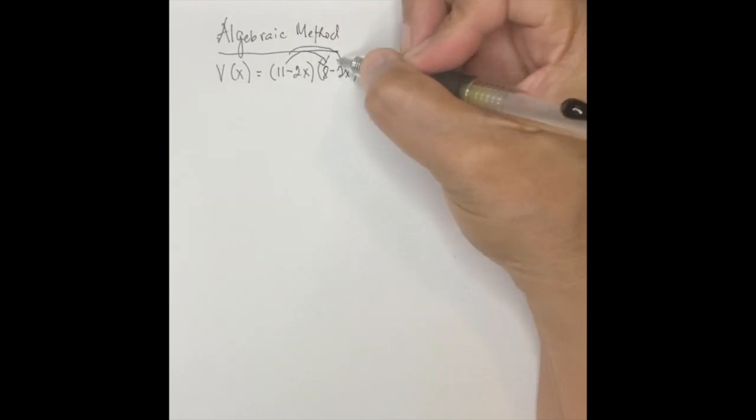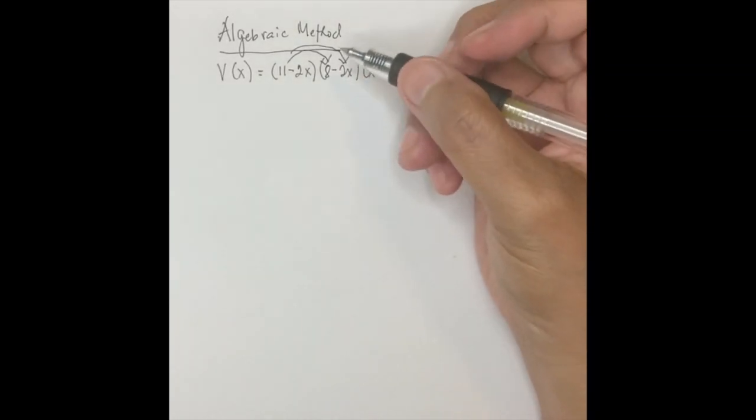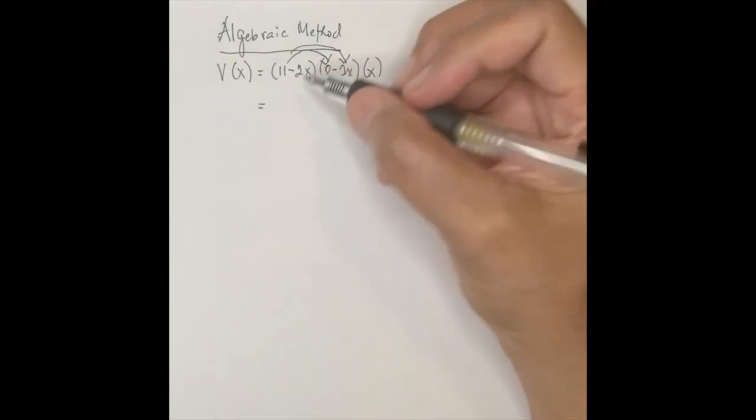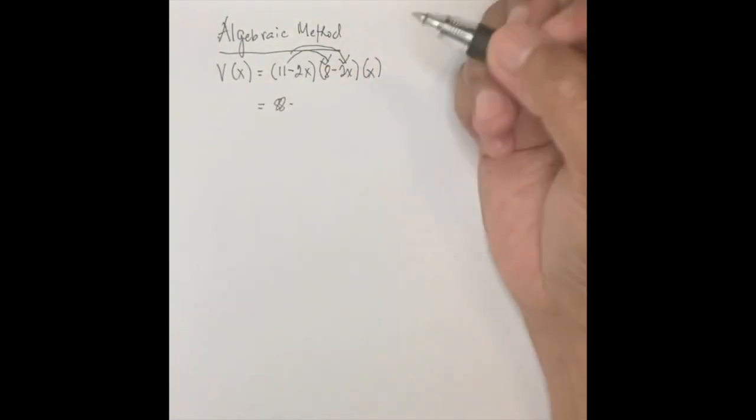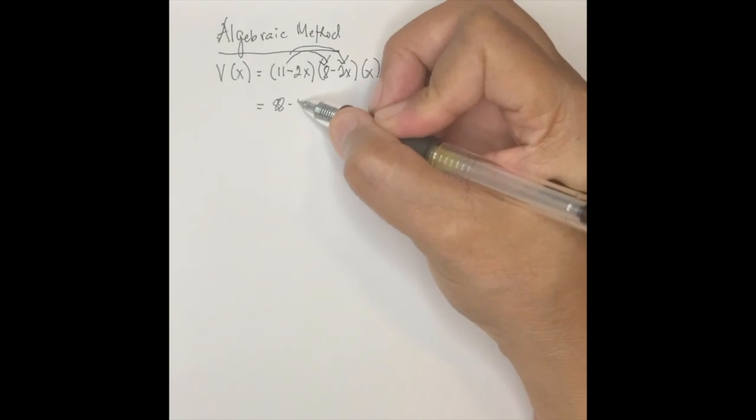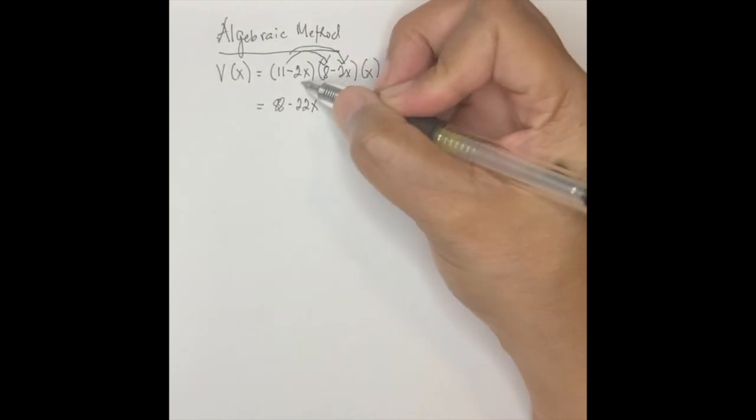Derivative is the instantaneous rate of change of V of x at a point. In other words, it's the slope of the tangent line to a curve at point x, V of x. But first, let's expand our V of x.